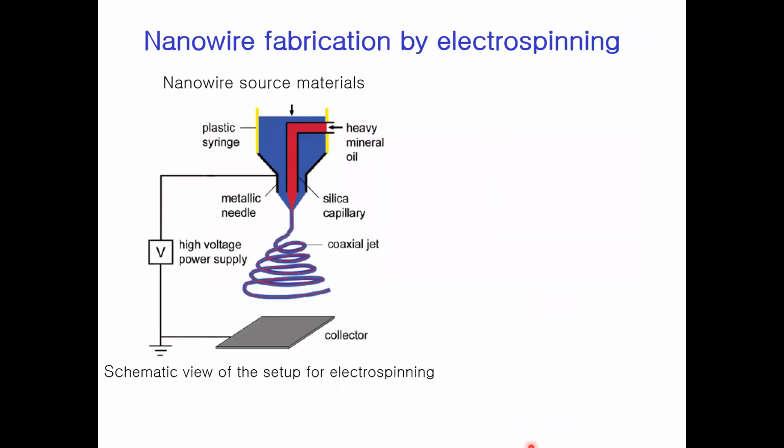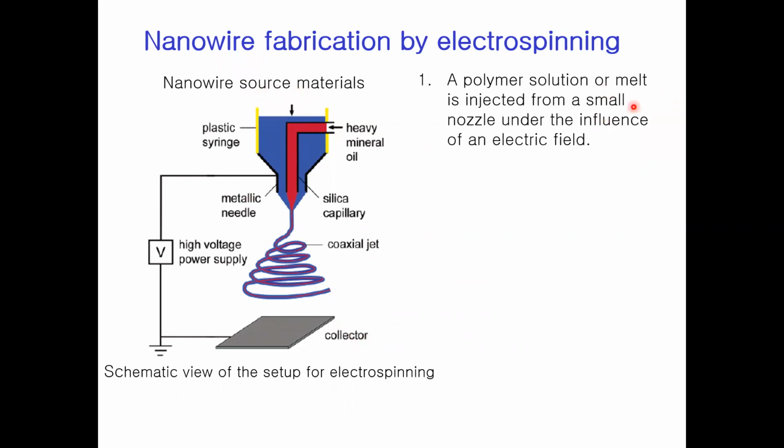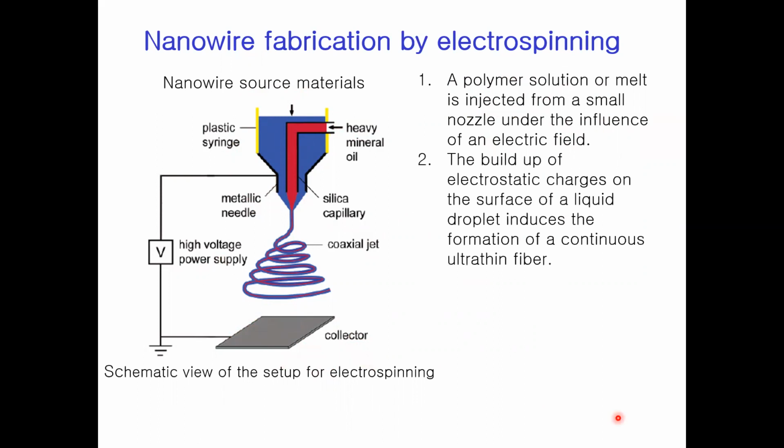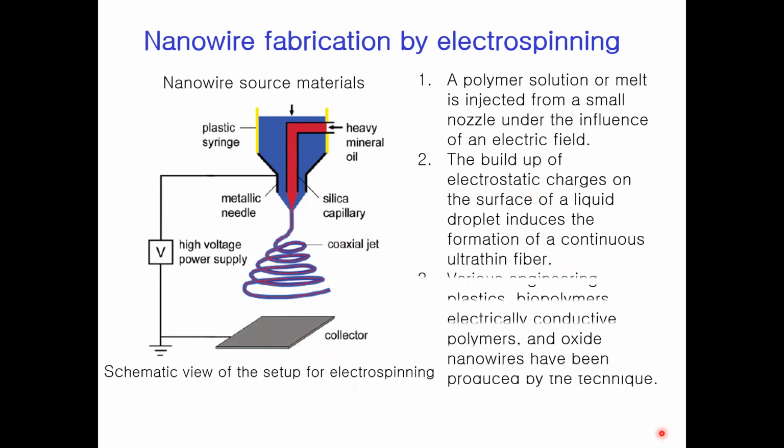The electrospinning, so you can create nanowire, for example, by electrospinning. A polymer solution or melt is injected in this plastic syringe, and then you force the material to come through a fine nozzle under the influence of an electric field. So you apply a high voltage between the source and the substrate, the collector. And that can be a controlling parameter. The buildup of electrostatic charges on the surface of the liquid droplets coming out can create an electrostatic force on that liquid droplet surface, which induces the formation of continuous ultra-thin fiber. And that's what you're depositing onto the substrate.